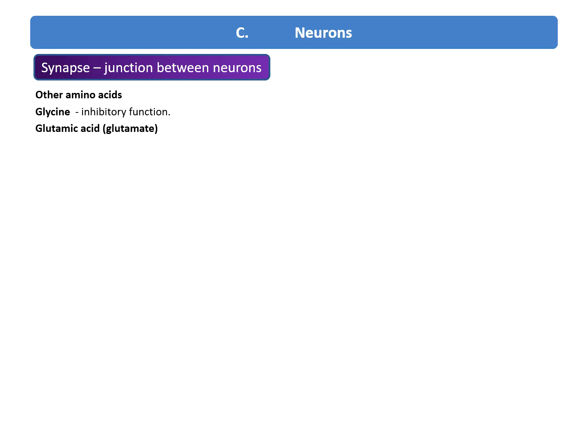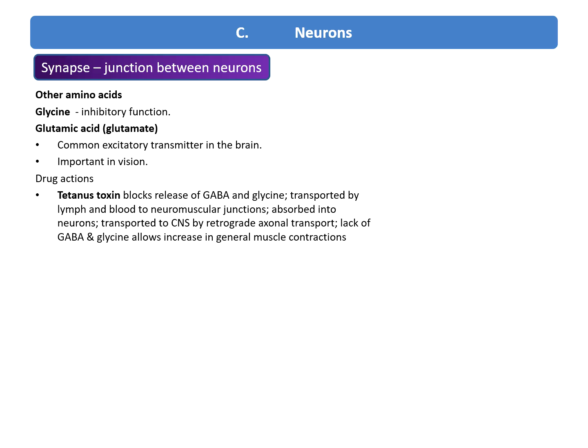Glutamic acid or glutamate, very common in the brain and central nervous system. It tends to be excitatory. It's important in vision. Drug actions related to these include tetanus toxin. It blocks the release of GABA and glycine. It's transported by the lymph and blood to neuromuscular junctions, absorbed into the neurons, and transported to the central nervous system by retrograde axonal transport. Lack of GABA and glycine allows an increase in general muscle contractions.